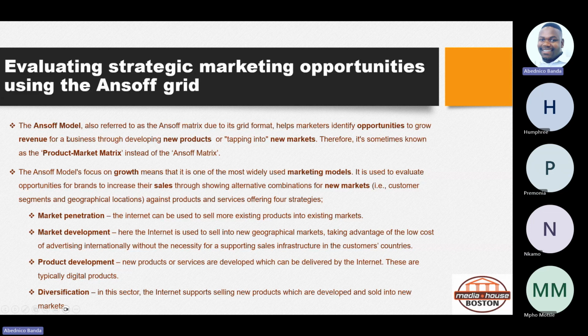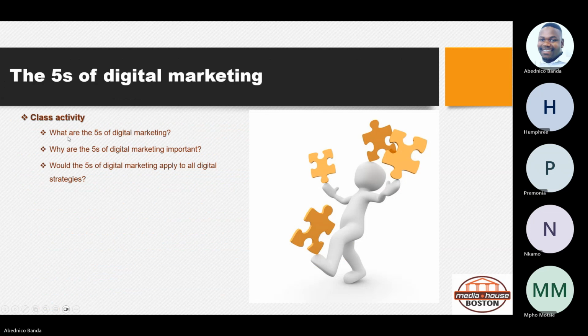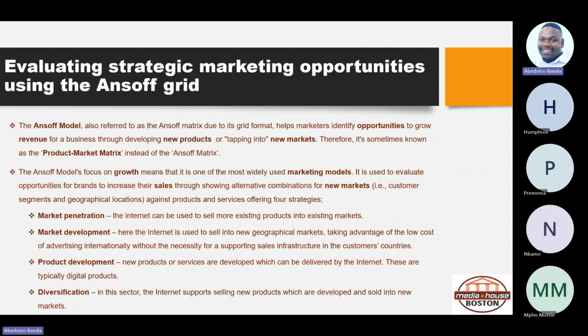All right, let's proceed. So guys, did you understand the product market matrix? We are going to discuss that in detail. I think it's going to appear again in the second semester when we unpack decisions and strategy formulation. We are going to talk about market penetration, market development, product development, and diversification.